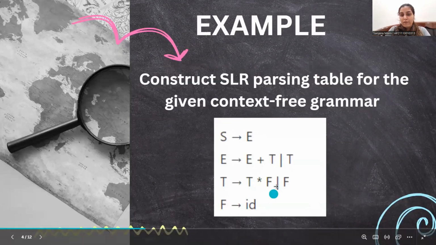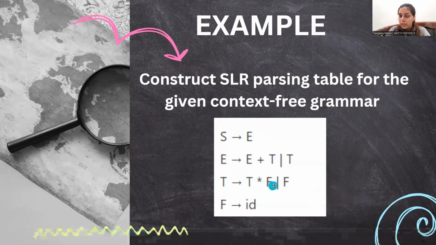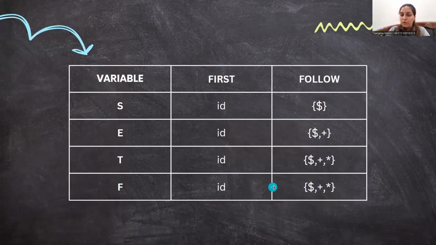Next, the follow of F. F appears on the right hand side only in this production. Here, as there is nothing on the right hand side of F, we will take the follow of T from the follow rules. So the follow of T will be written as it is for the follow of F: dollar, plus, and star. So this is the first and follow of all the four variables, or non-terminal symbols, we have in the given grammar.